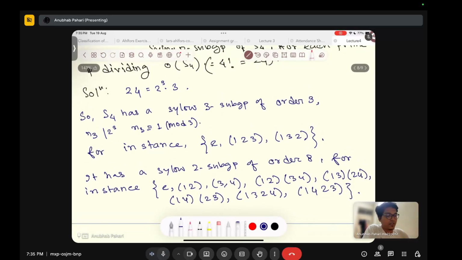Symmetric groups are in the syllabus of CSIR NET, NBHM and GATE. Yes, sir. And in the next week I think they will be teaching generators and relations for the symmetric groups, right? Yes, sir.